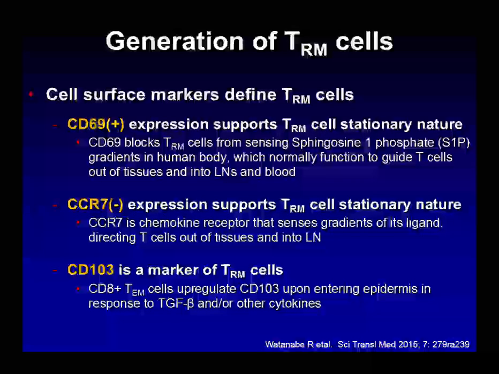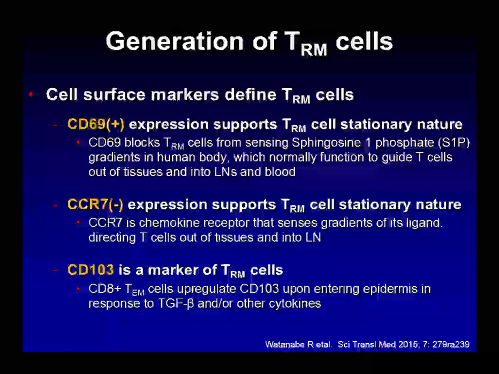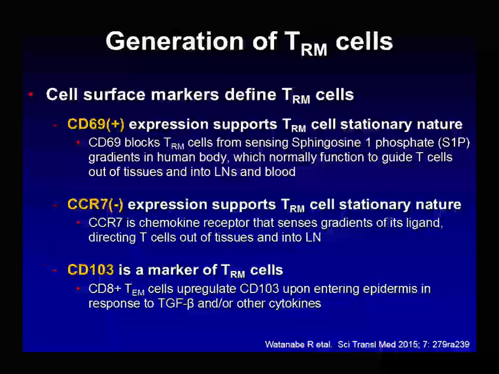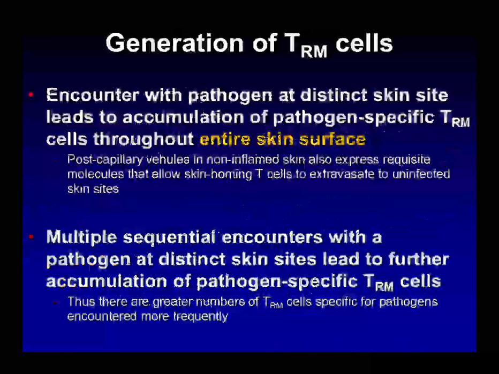The lack of CCR7 expression does something similar. CCR7 is a chemokine receptor. It also senses gradients that help guide the T cells out of the peripheral tissue. So lack of expression of that marker means the T cell can't sense those gradients, and again, it supports their stationary nature in the skin. And finally, CD103 is a marker of resident memory T cells. It becomes expressed after the cells are extravasated in the dermis, and it seems to be right now simply a marker for resident memory T cells and not necessarily important for their functionality.